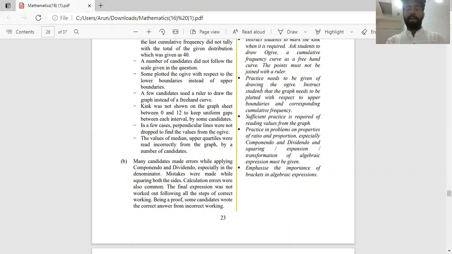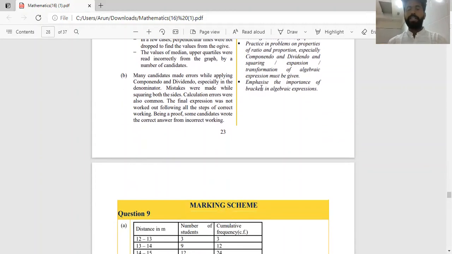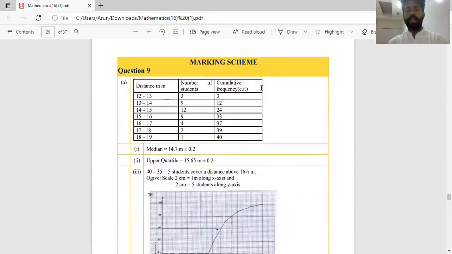अगर bracket के बाहर plus है, signs remain same. Bracket के बाहर minus है, change all the signs inside the bracket. All right, when you open them. So these are the few things that you need to keep in mind.